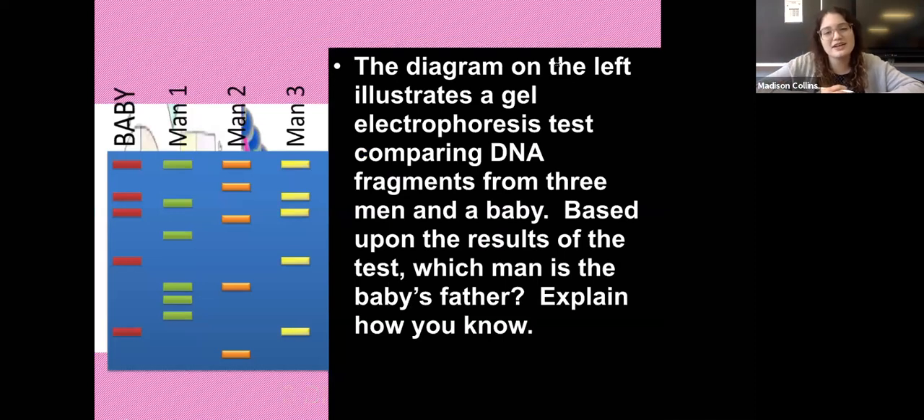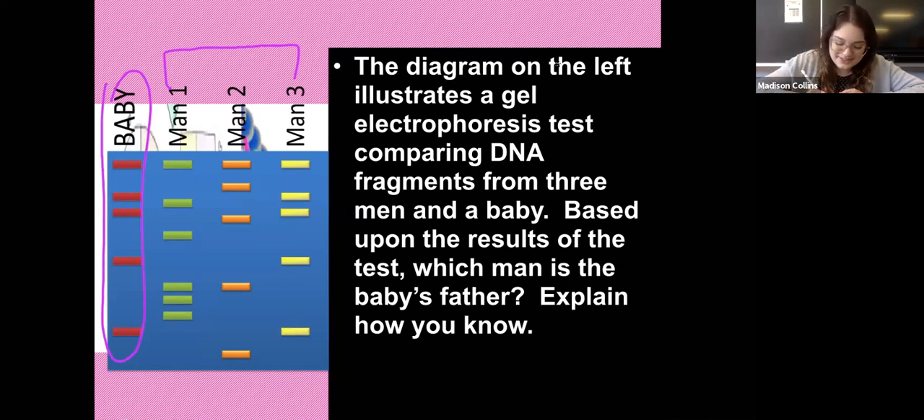So the diagram on the left illustrates a gel electrophoresis test comparing DNA fragments from 3 men and a baby. So we've got a paternity test here. Based on the results of the test, which man is the baby's father and how do you know? So right here, we've got the baby, and here we've got 3 possible fathers. So look at where those samples are similar and figure out who is the dad.